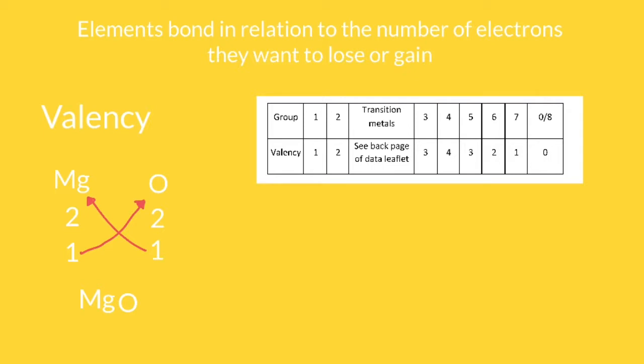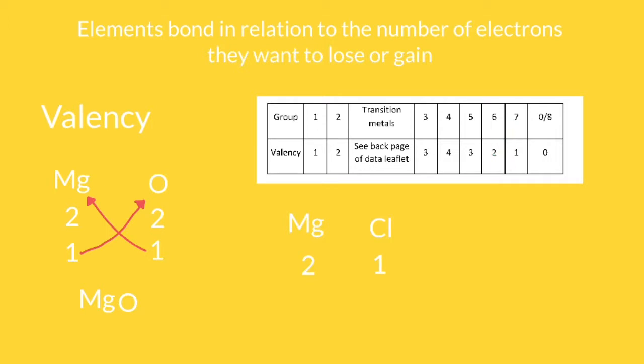However, if I was trying to write the formula for magnesium and chlorine bonding together to give magnesium chloride, it might be slightly different. Again, magnesium is still going to be in group 2 of the periodic table, so magnesium's valency is going to be 2. Chlorine, however, is in group 7 of the periodic table, so its valency will be 1.